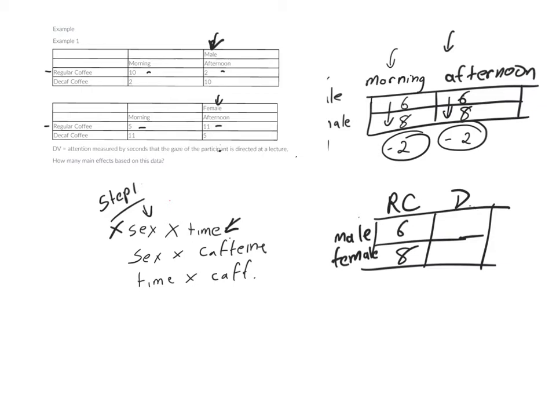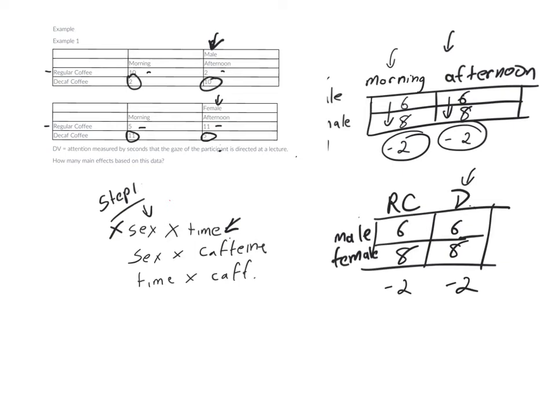Okay, so now we're on decaf male. So here and here, that gives us a 6. And decaf female here and here, and that will also give us an 8, right? So I don't even have to work this out because they're exactly the same numbers. It kind of just works out that way this time. It's not always going to work out that way.